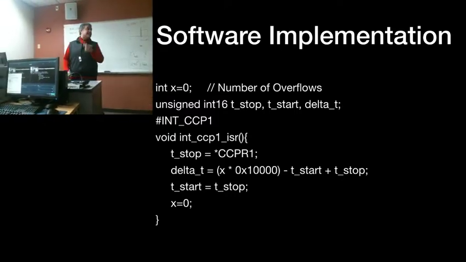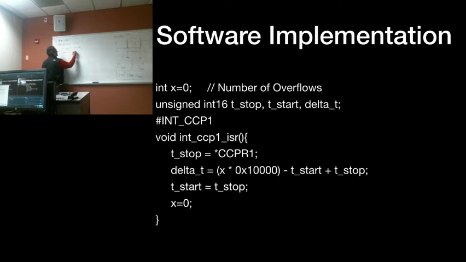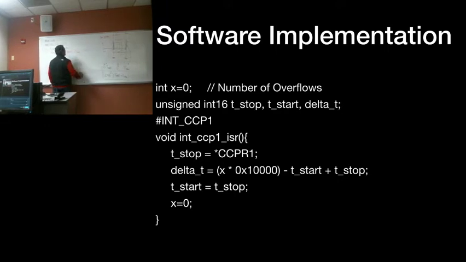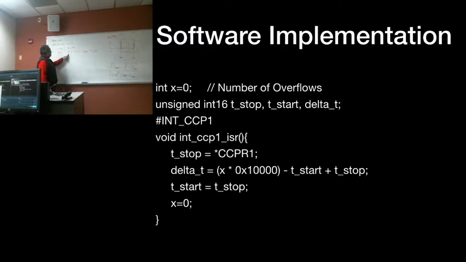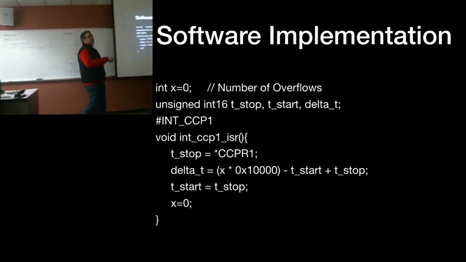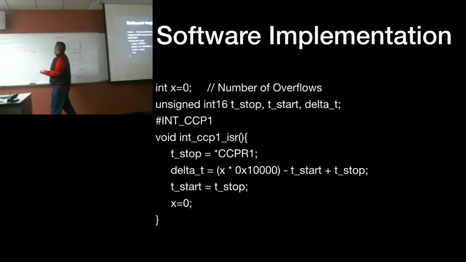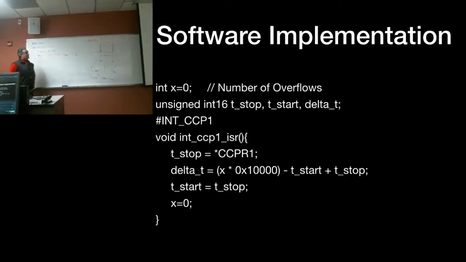I want to begin at the end of the circuit. The next thing I'm going to do is make the calculation of the equation that we wrote before. I'm going to call that delta T, and that's going to be the number of overflows times 2 to the 16, minus the start, known as T start, plus T stop. So this instruction is overflows times 2 to the 16. You could have written it in decimal, but it's better to write it in hex, I guess. This is just the standard math.